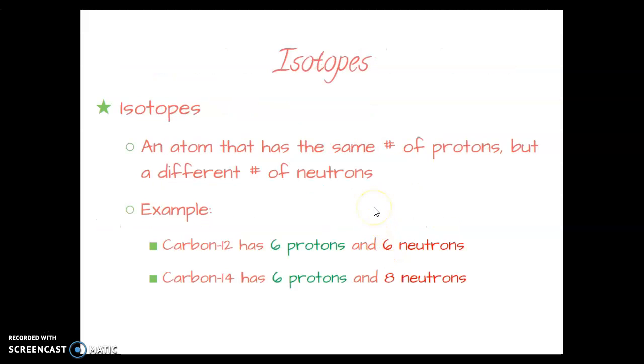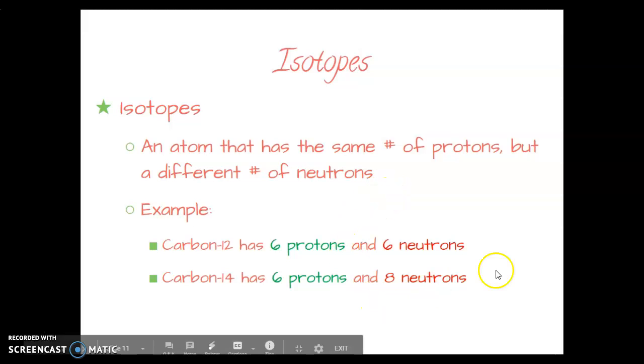An isotope is an atom that has the same number of protons but a different number of neutrons. For example, there are a couple of different isotopes of carbon. Carbon-12 is the most common isotope; it has 6 protons and 6 neutrons. But carbon-14 is a very important isotope because it is used for dating dinosaur bones and fossils and the like. It has 6 protons and 8 neutrons.